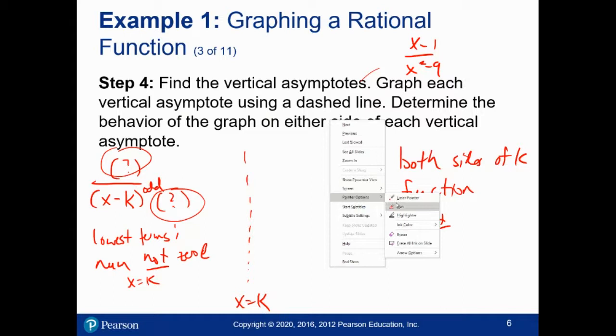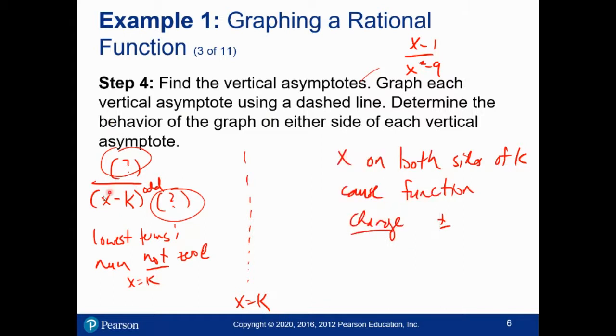Because this bit here, x minus k to an odd power, is going to change between positive and negative, and this stuff is just very, very close to some number. It's not changing positive to negative. What's important is that where x is k, this goes across 0. It changes positive to negative.